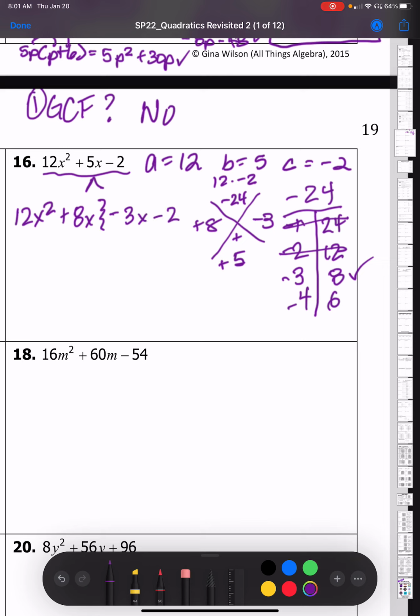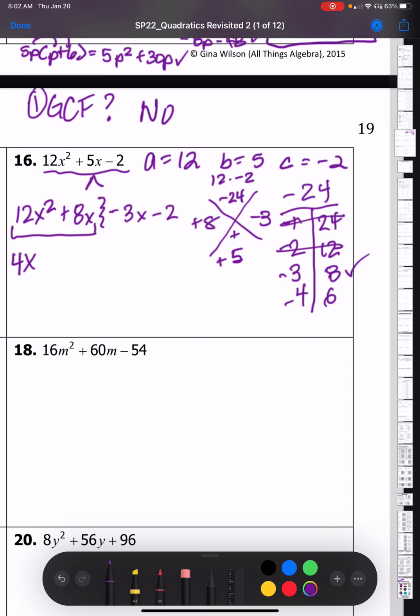So now we're looking for our greatest common factor in the first two terms. Well, we know it's going to be x because they both have an x. And then if we look at 12 and 8, well, 12 is even and 8's even, so 2 will go into both of them. But is that the greatest common factor? And that would be no. The greatest common factor would be 4, because 4 can go into 12 and 4 can go into 8. So if we factor out a 4x, we get 3x plus 2.